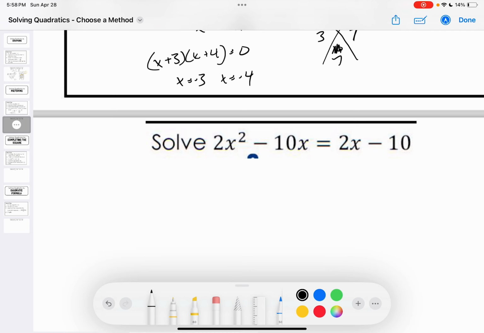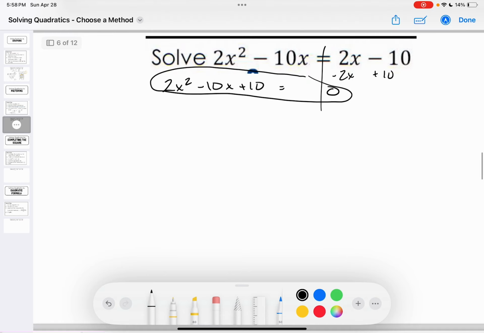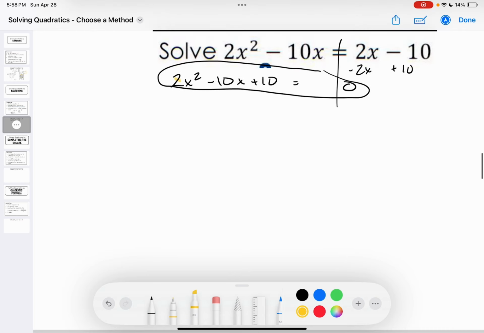Let's look at one here that isn't as easy, but again is doable. First thing I'm going to do again is subtract the 2x and add the 10 on both sides so that this thing's equal to 0. So I've got 2x squared minus 10x plus 10 equals 0. That's the quadratic that we're solving. The first thing I notice is that I do have a greatest common factor, which is 2. So this becomes a little bit easier to factor and solve because I can factor out that 2, leaving me x squared minus 5x plus 5.